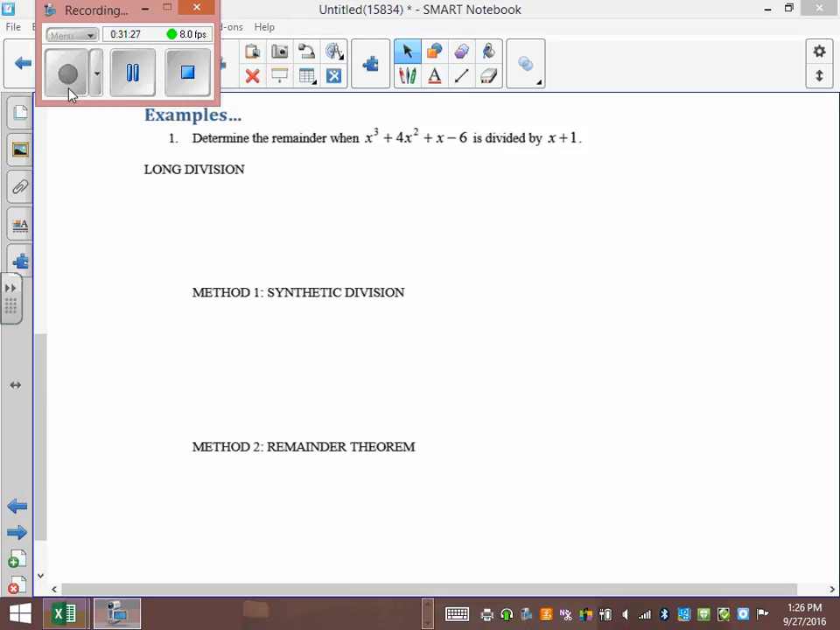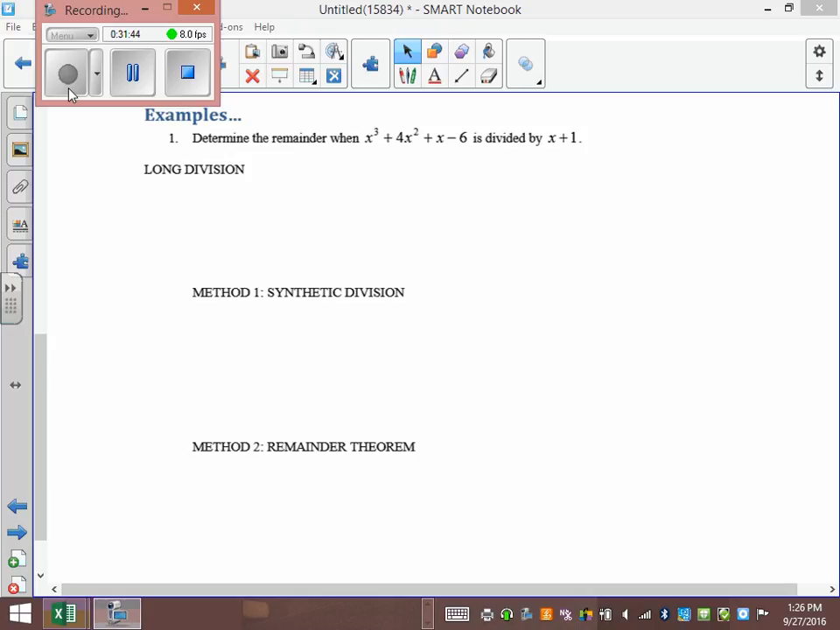So there's 3 ways you can find the remainder: remainder theorem, synthetic division, and long division. We're only going to look at remainder theorem for today. Long division, we're going to look at one example, so we're just going to go over it. But we're mainly going to use synthetic division first, because we want more things than just the remainder.